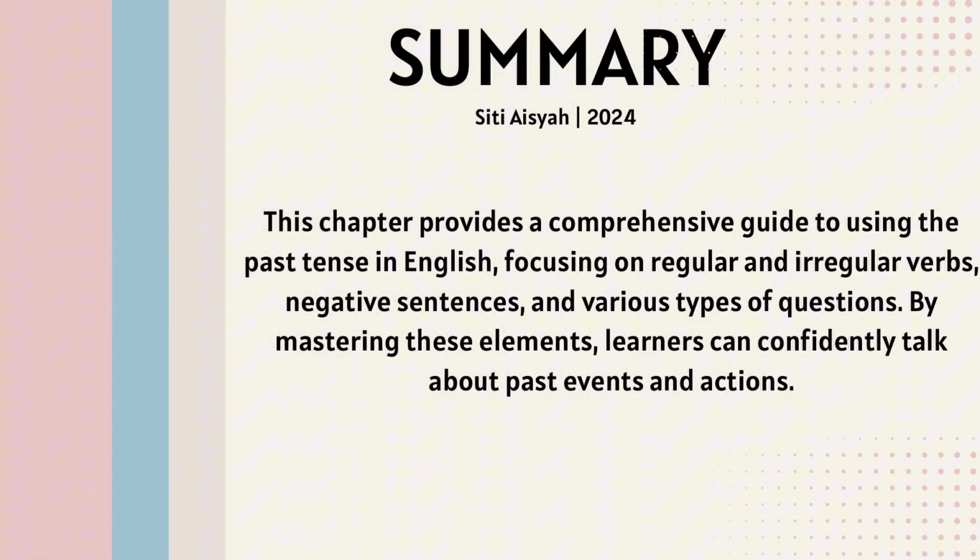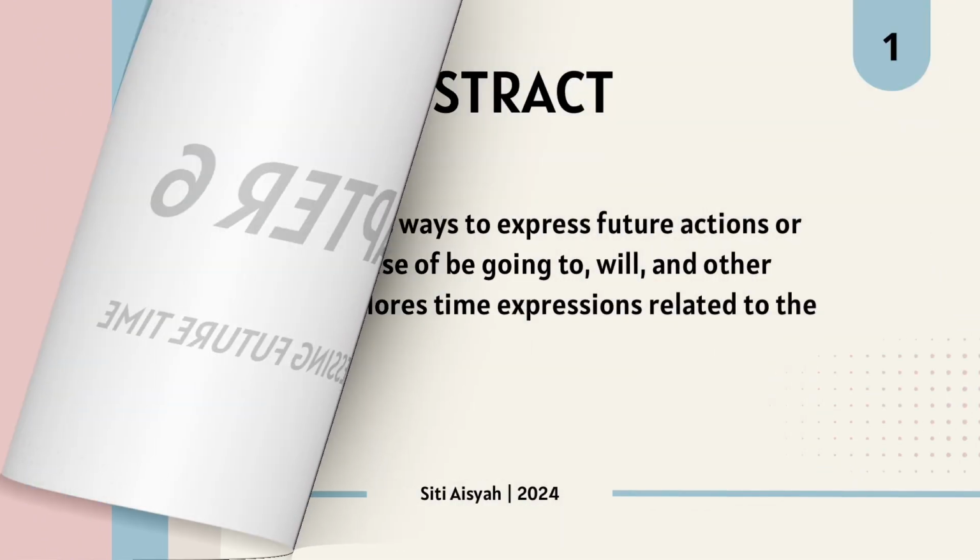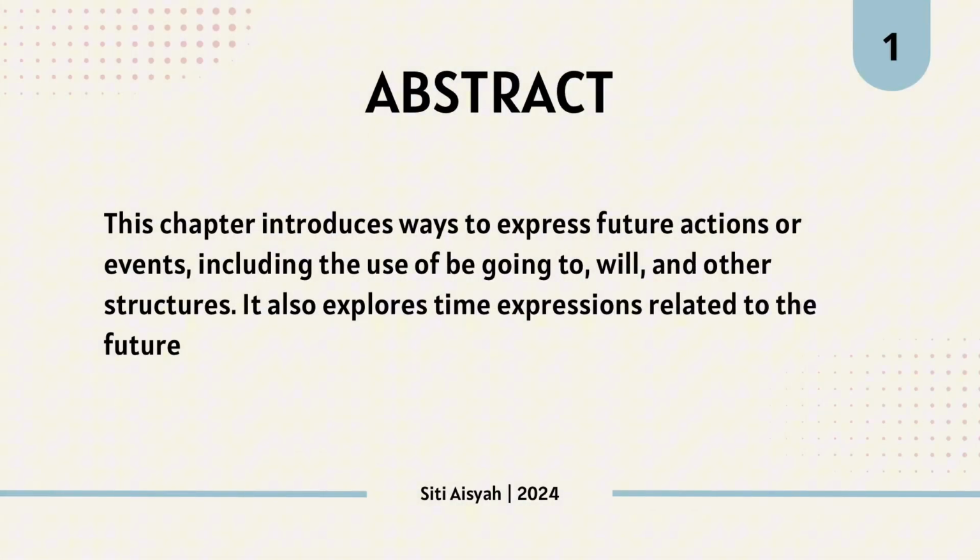This chapter provides a comprehensive guide to using the past tense in English, focusing on regular and irregular verbs, negative sentences, and various types of questions. This chapter introduces ways to express future actions or events, including the use of be going to, will, and other structures.